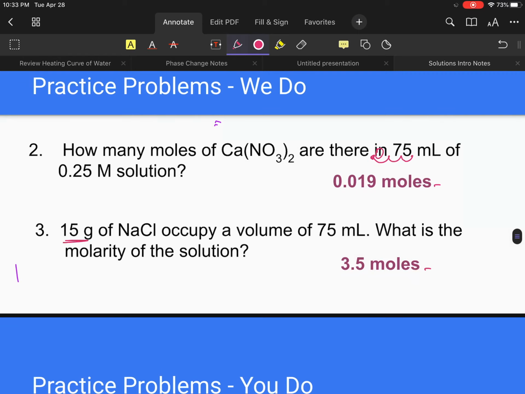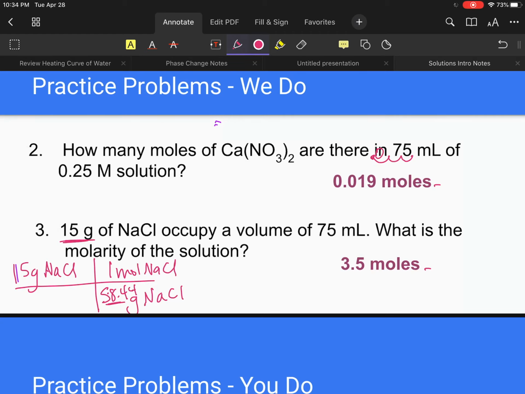Number 3, if you notice, I'm giving grams instead of moles. So the first thing I have to do is convert my grams of NaCl to moles of NaCl. So how can I find how many grams are in 1 mole? I'm going to look at my periodic table. Sodium is 22.99, chlorine is 35.45. If I add those up, I get 58.44 grams of sodium chloride. Okay, so I'm just going from grams to moles. I'm just dividing by the molar mass.